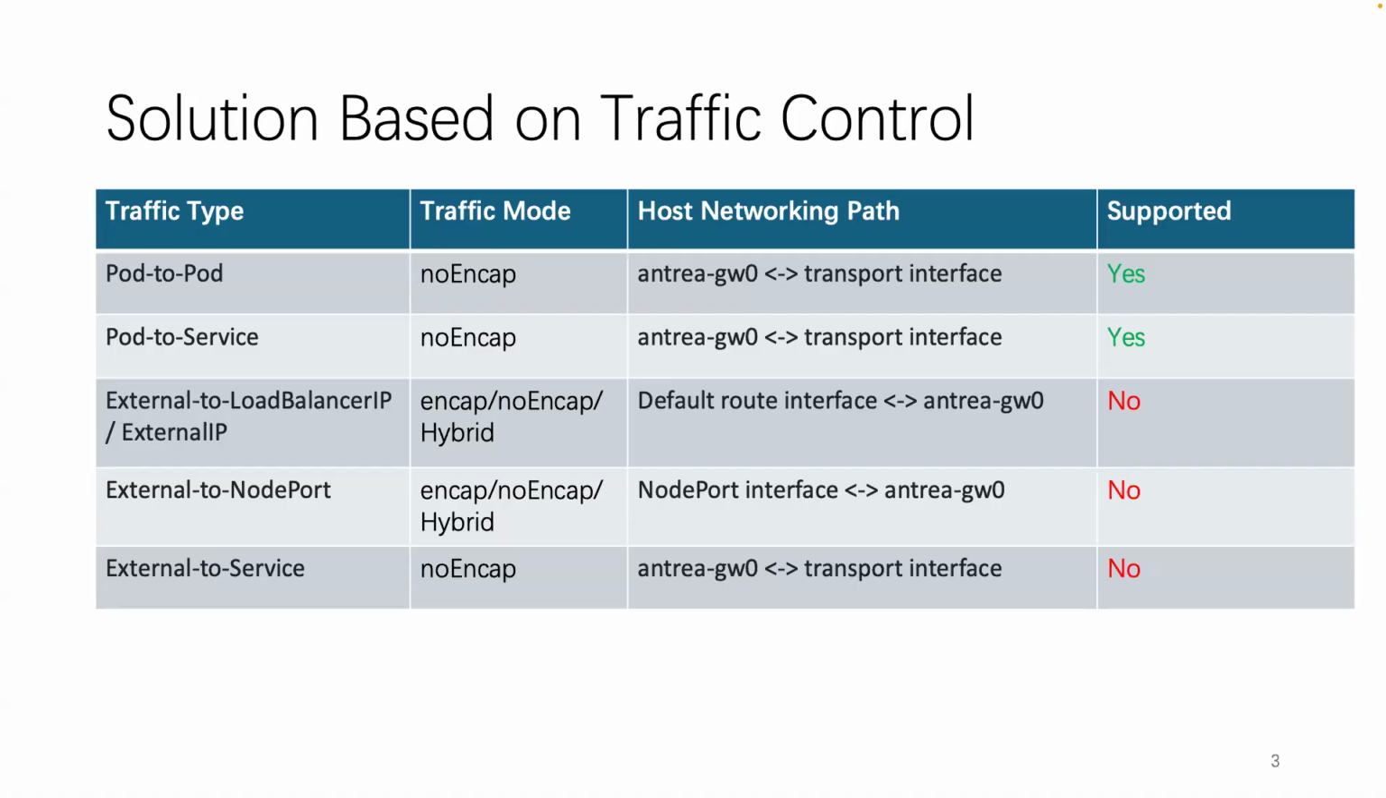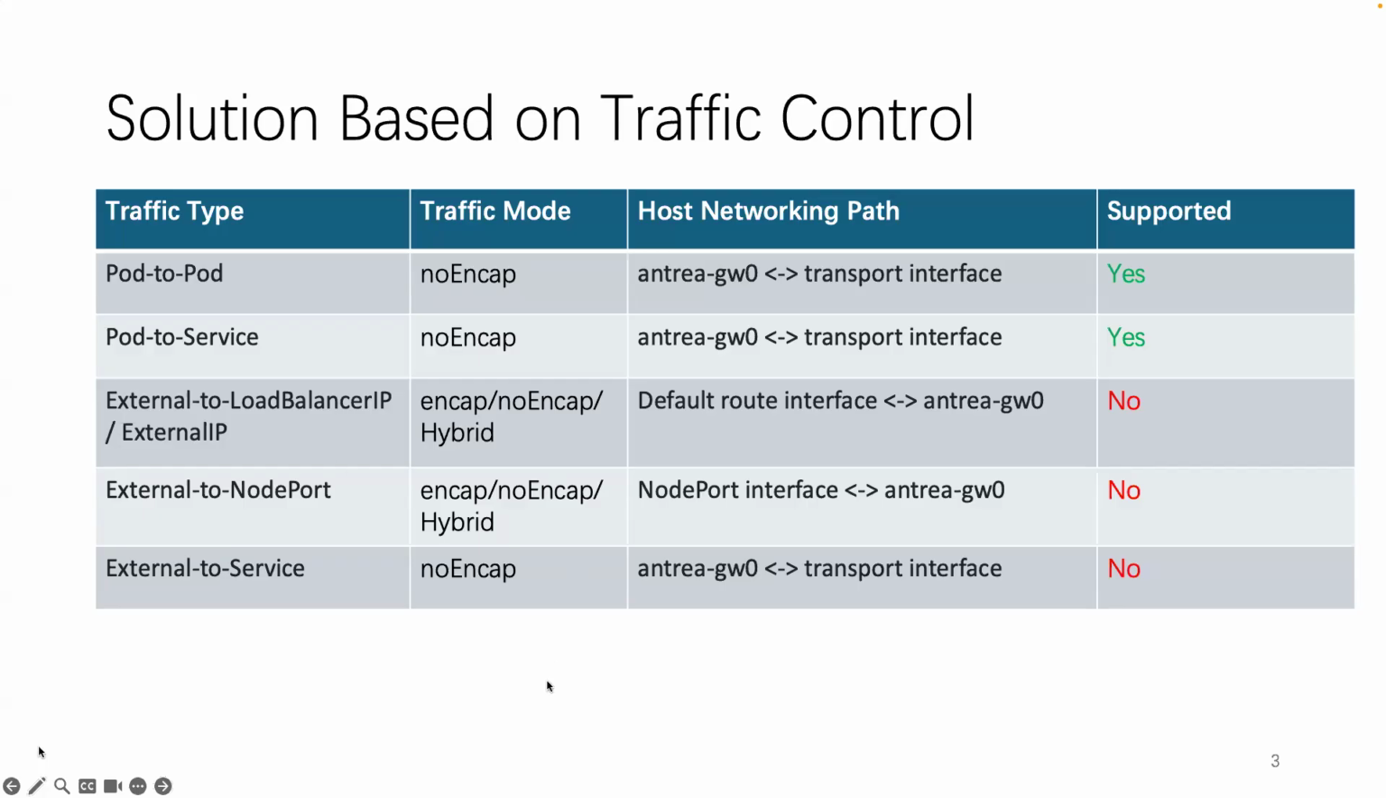For the next three, they may need SNAT in host networking. Besides, Antrea may not know the default route interface for the load balancer IP or external IP. And it's very complicated for TC to implement the cases involving iptables SNAT.